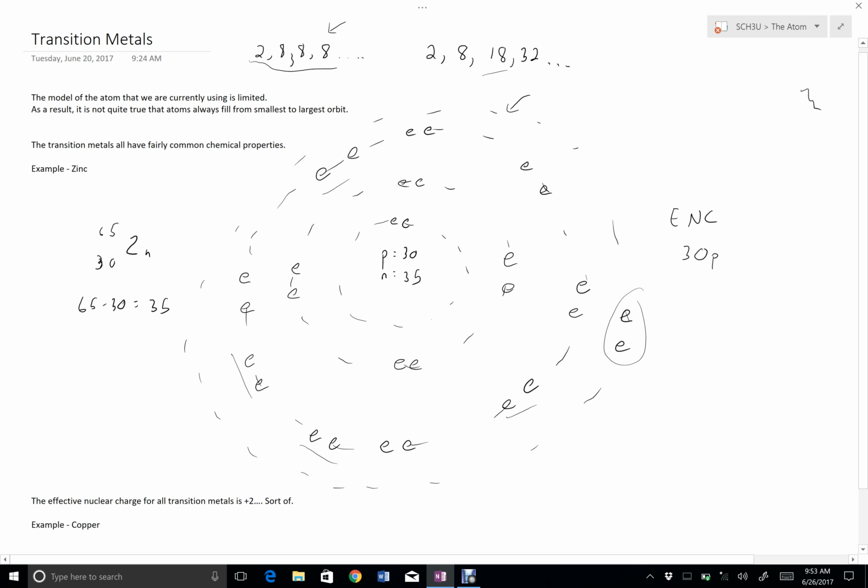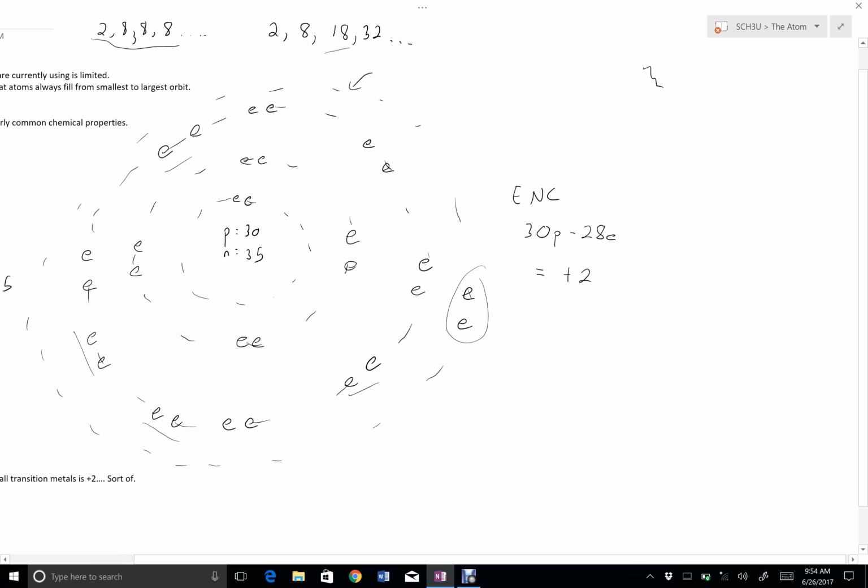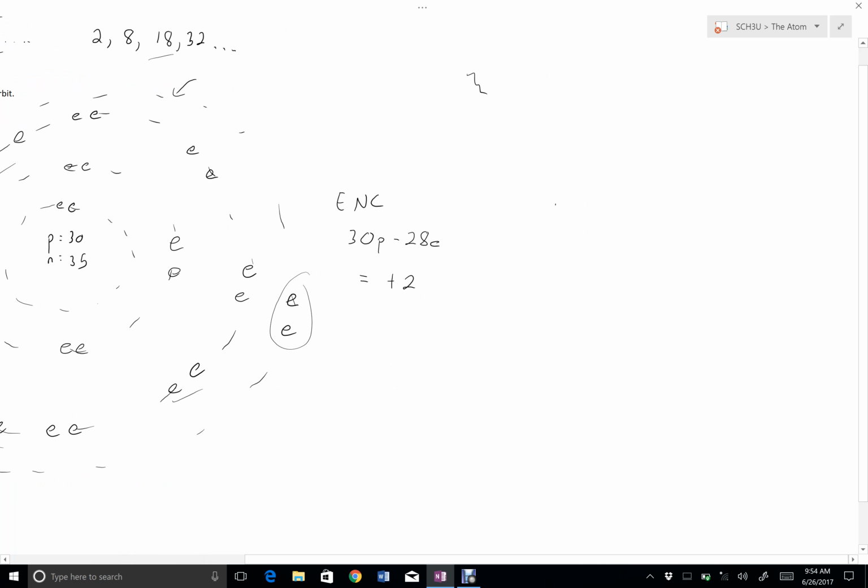And we have 2, 4, 6, 8, 10, 12, 14, 16, 18, 20, 22, 24, 26, 28 electrons, leaving us with an effective nuclear charge of +2. So effectively, what zinc looks like is a +2 in the middle and 2 electrons hanging out on the outside.